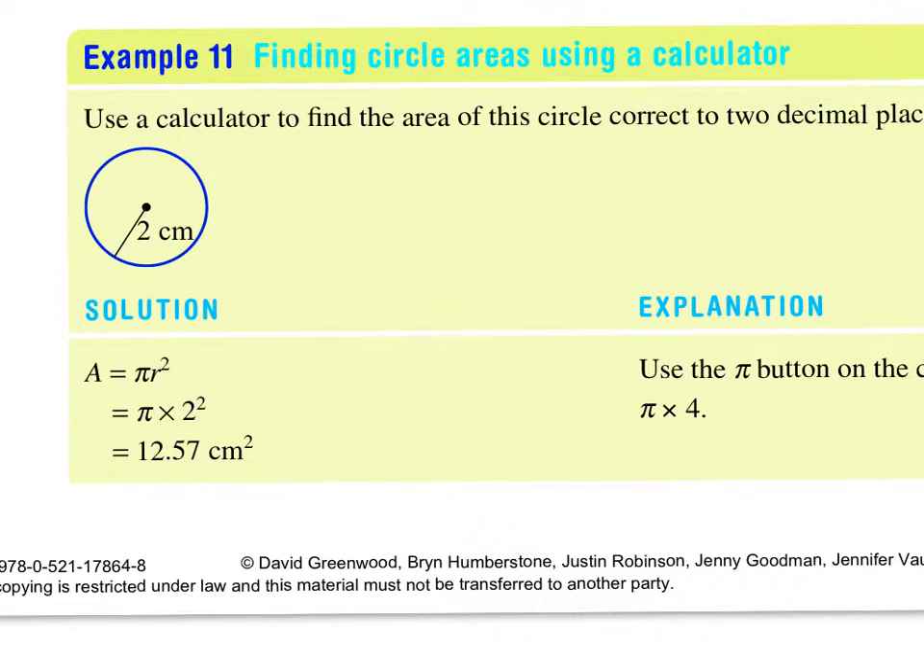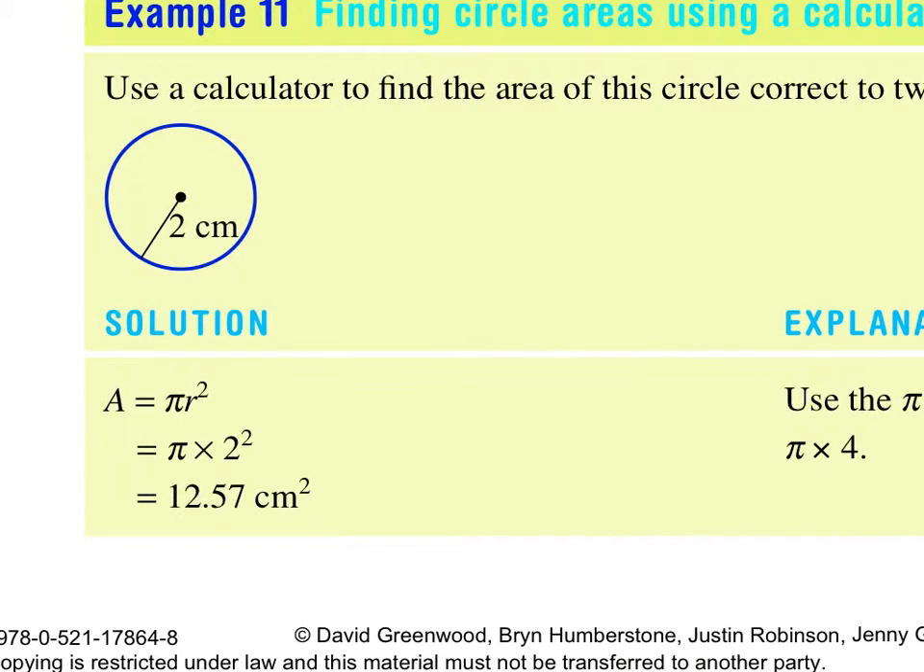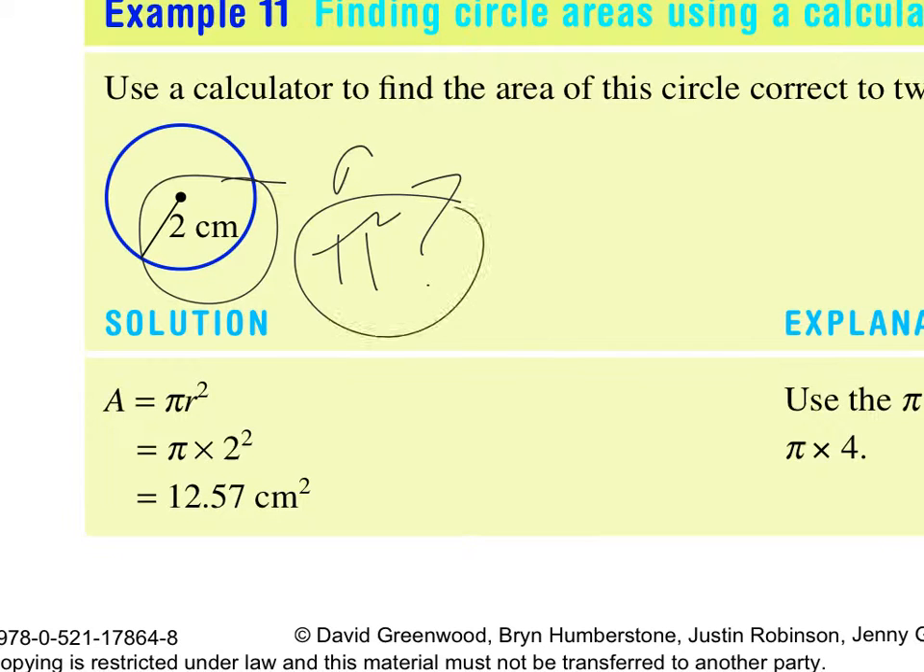Alright guys, so now we're on to finding circle areas using the calculator. Okay, here we've got our circle, we've got our radius. Do we have our pi? Well, we're using our calculator, so this is essentially what we're going to use. So we've got our radius, which is 2. Pi, we're ready to go. Area equals pi times r squared.